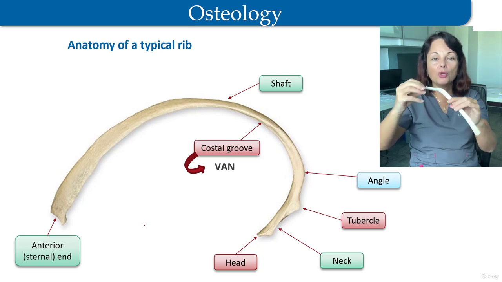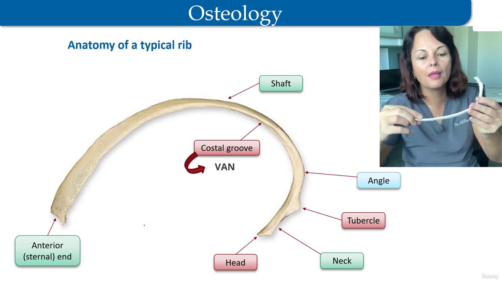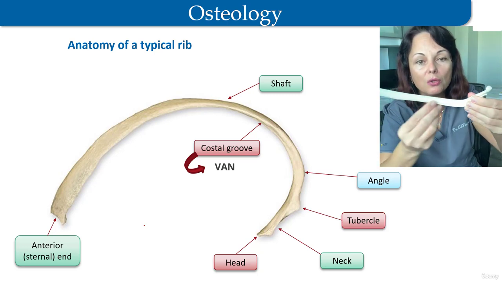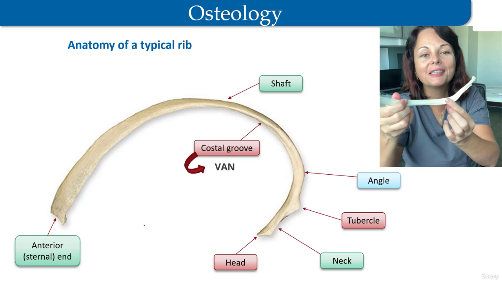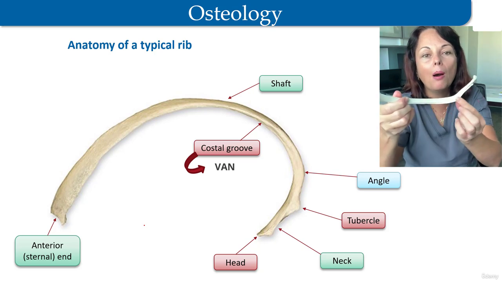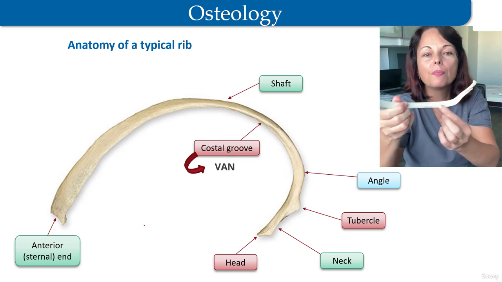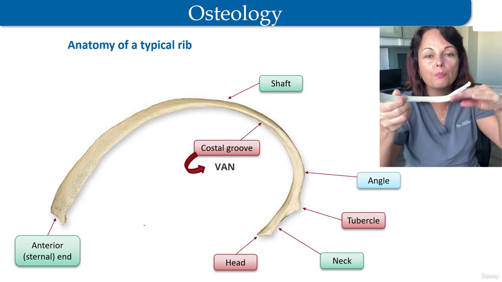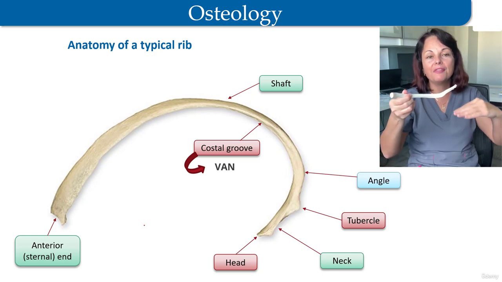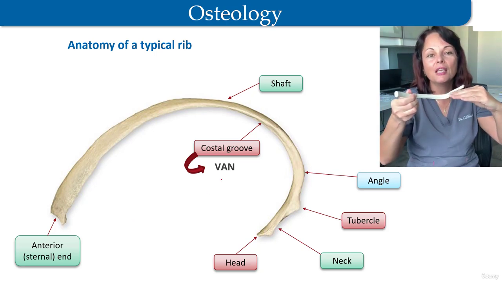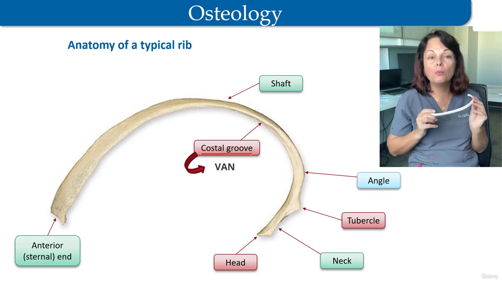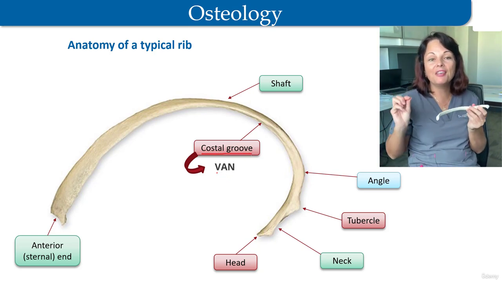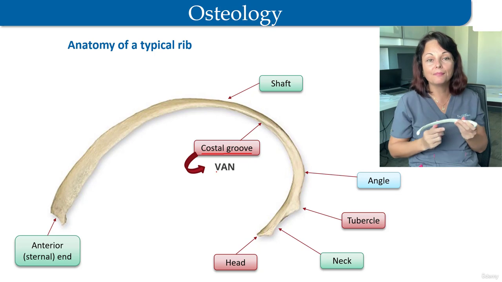The inferior border contains a groove. This groove is called the costal groove. You can see it here. The costal groove protects the neurovascular bundle which runs here. In order from superior to inferior, we have the intercostal vein, intercostal artery, and nerve. You can use the mnemonic device VAN to memorize the order.